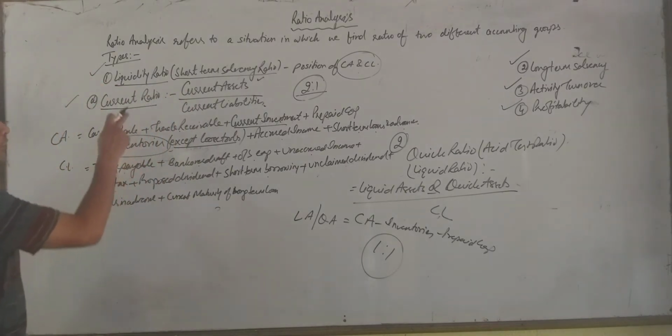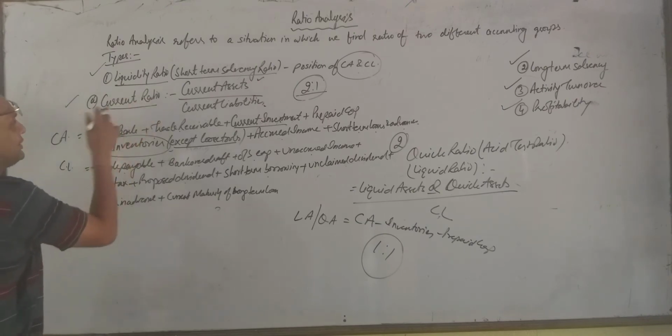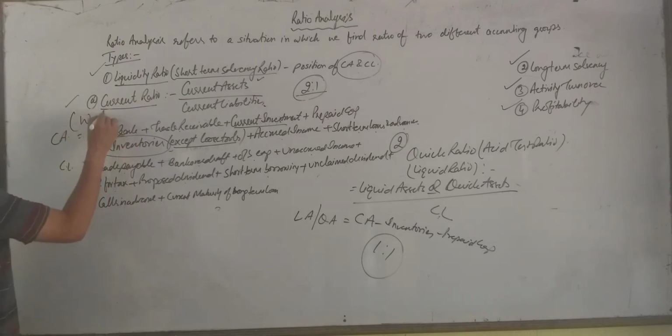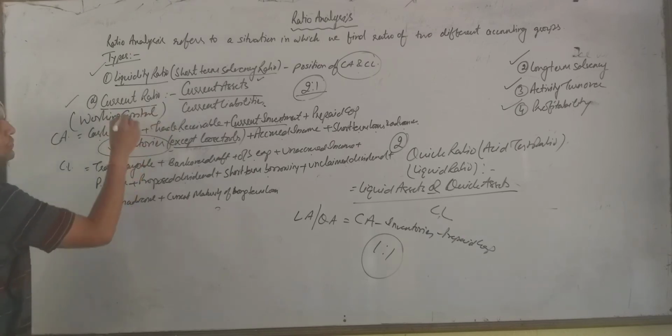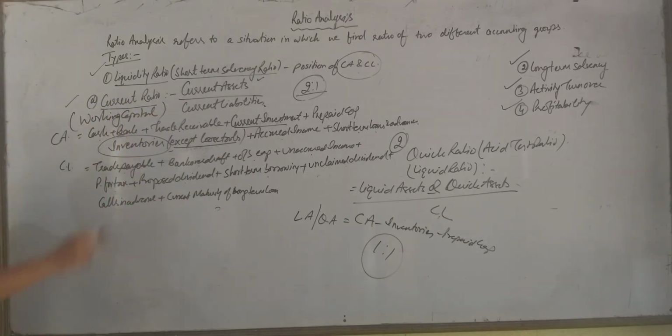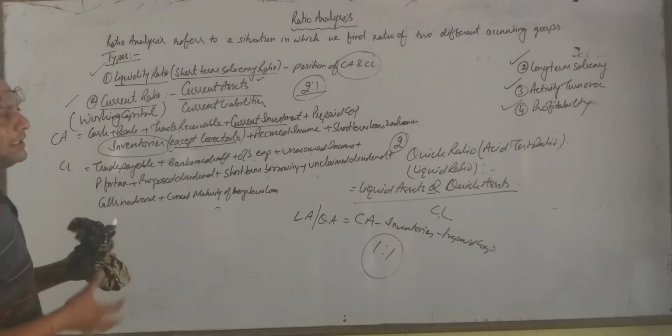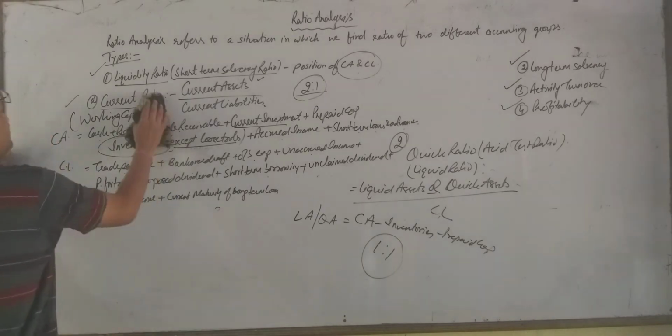Here I told you current ratio. One more name for this is working capital ratio. Alternate name of current ratio is working capital ratio. Now let us attempt another sum of the same two topics, current ratio and quick ratio.